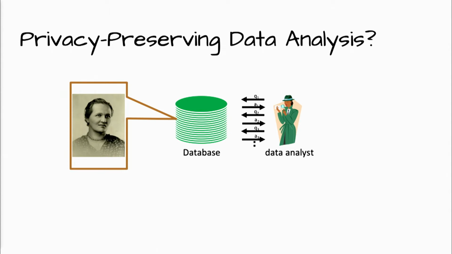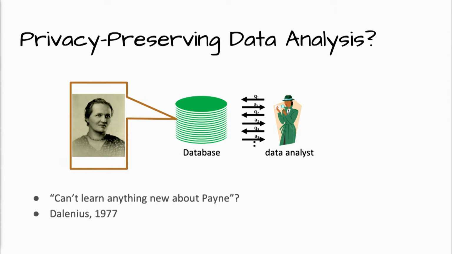Okay, so here I have a database. Cecilia Payne is in my database. What do I want to offer to her in terms of privacy? So one thing that you might want to say is, oh, well, somebody interacting with the data set shouldn't be able to learn anything new about Payne that they didn't know beforehand. And this, in fact, is a desideratum articulated by the statistician Tore Dalenius in 1977 for what privacy should mean for a statistical data set.